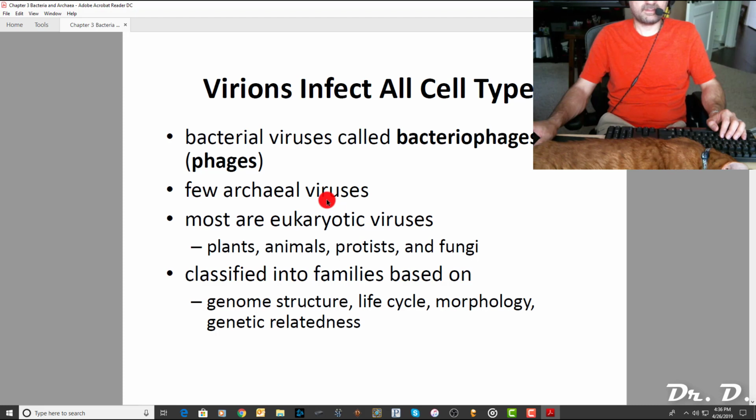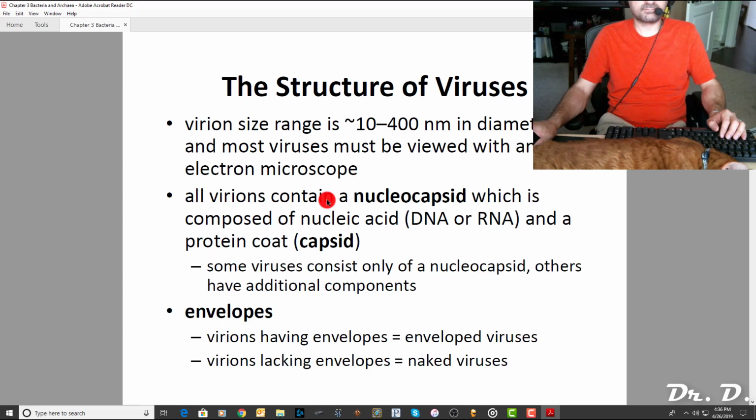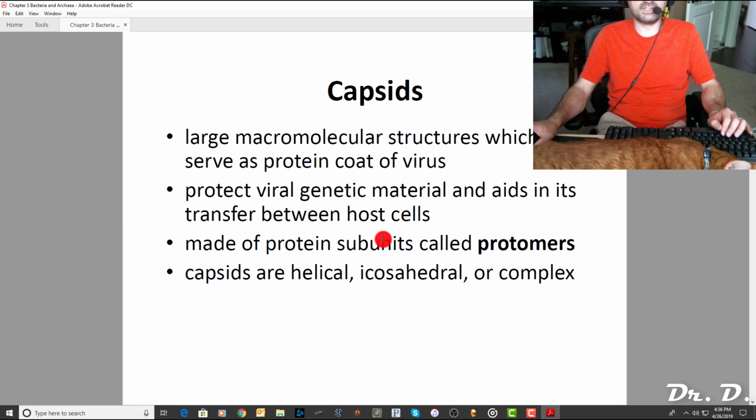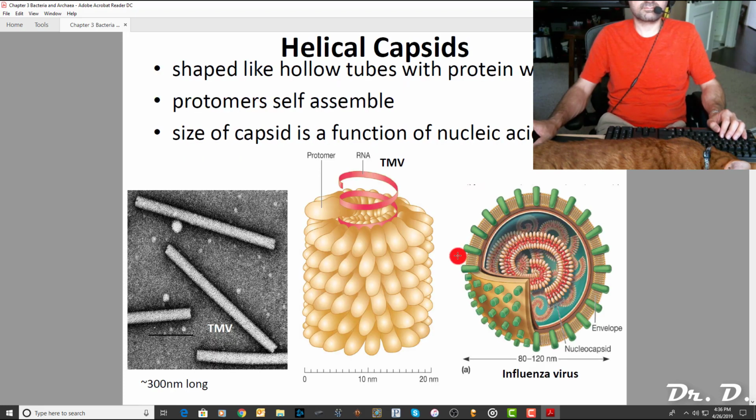You should know about bacteriophage. You should know that some viruses are enveloped, some are not, right? There are naked viruses that have no envelope. There are enveloped viruses as well. There's icosahedral shaped viruses, there's helical shaped viruses, there's complex shapes, etc. There's different sizes as well. You should know that protomers are the basic subunits of the capsid. You should know that, again, there's helical capsids.